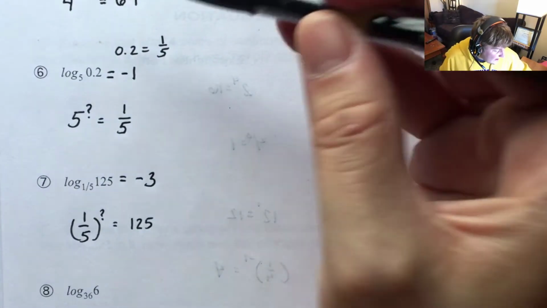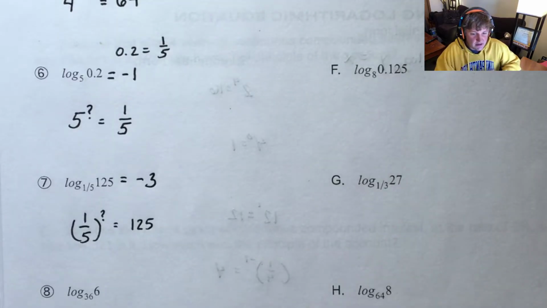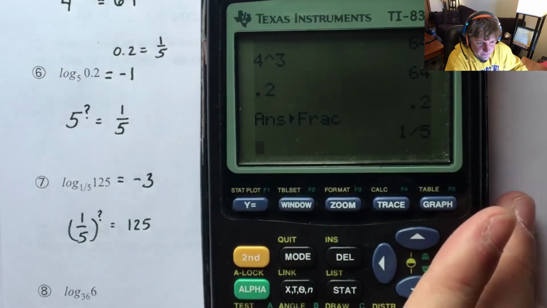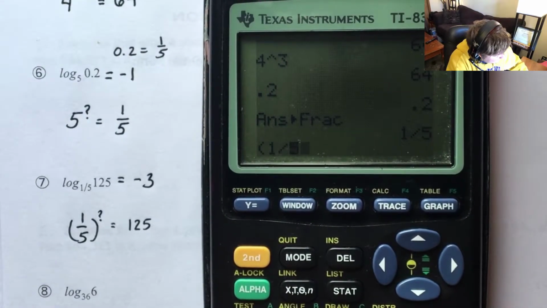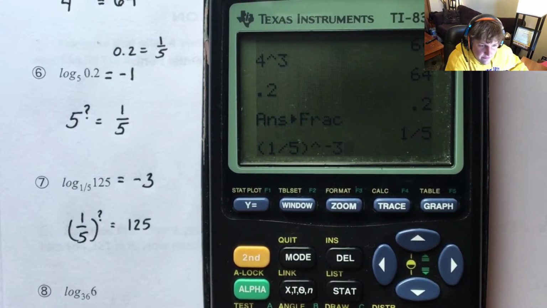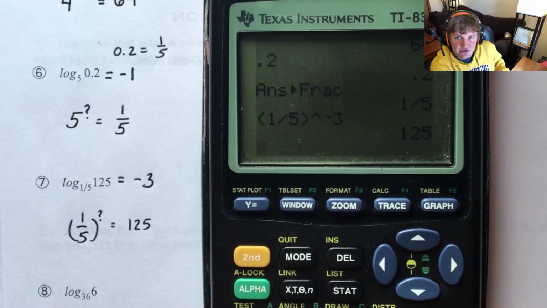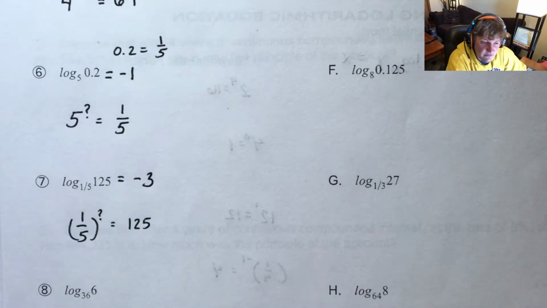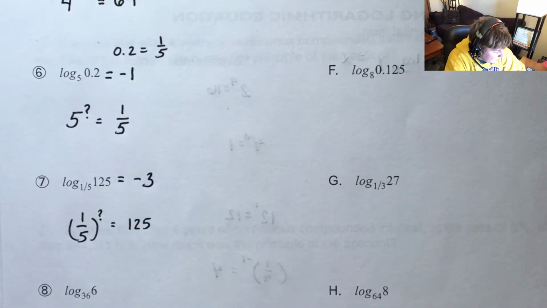And you could check any of these problems. If I wanted to check number 7 here, I could take my 1/5 and raise it to the -3rd power, and it's going to give me 125. So if you're not strong with some of your exponent numbers, it is going to be a little bit of guess and check, but not entirely.